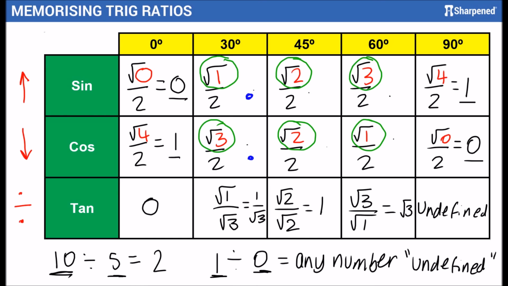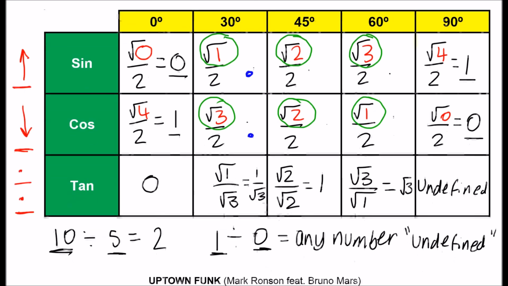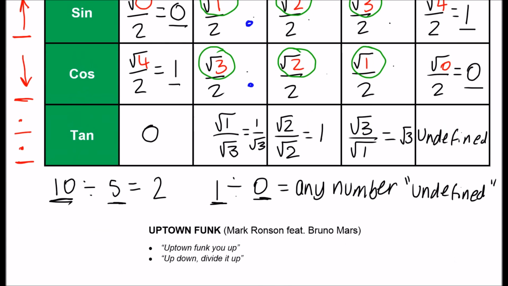Now if you want an easier way to remember that we need to count up for sine, then count down for cos, and then divide for tan, I ask that you cast your mind back a couple years to when the popular song Uptown Funk by Mark Ronson featuring Bruno Mars was out. A little bit strange, but it works. Specifically the lyric "Uptown Funk You Up", you can actually replace the lyrics to "up, down, divided, up", and it will help you remember the order that I mentioned. So once again, we need to count up for sine first, then down for cos, and then divide.